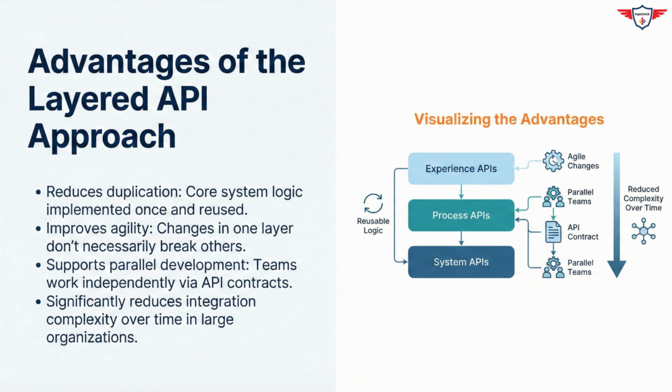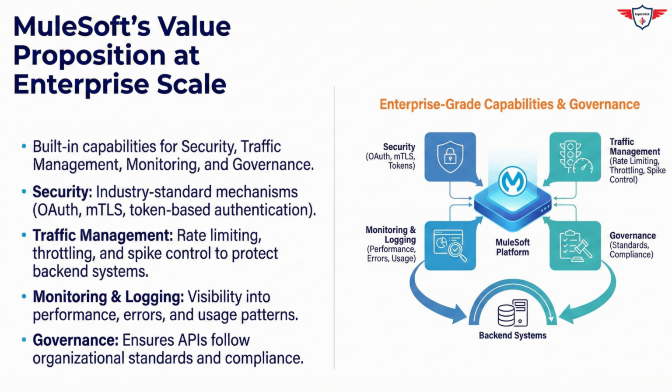The value proposition of MuleSoft becomes clear when looking at enterprise scale. MuleSoft provides built-in capabilities for security, traffic management, monitoring, and governance. Security is handled through industry-standard mechanisms, such as OAuth, Mutual Transport Security Layer, and token-based authentication. Traffic management includes rate limiting, throttling, and spike control, which protect back-end systems from overload. Monitoring and logging provide visibility into performance, errors, and usage patterns. Governance ensures that APIs follow organizational standards and compliance requirements.